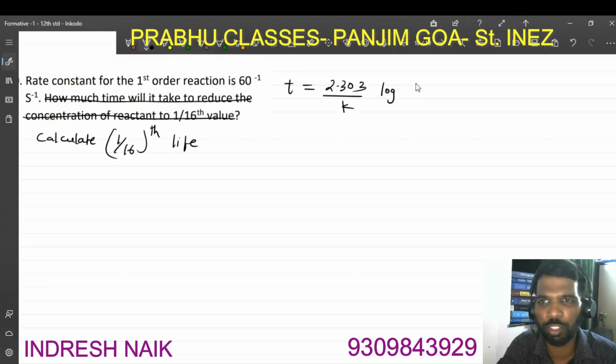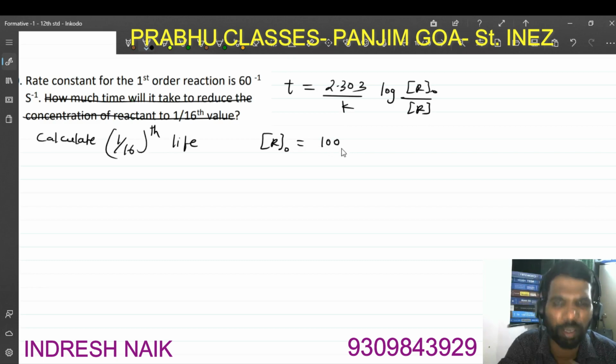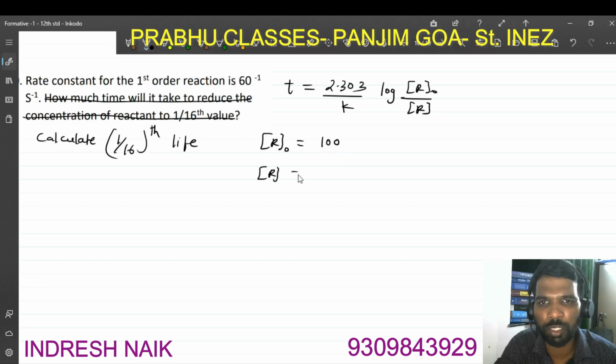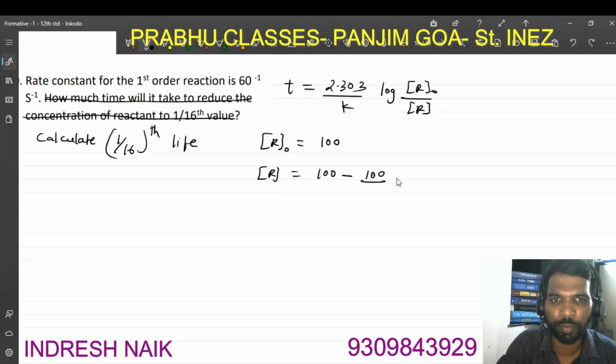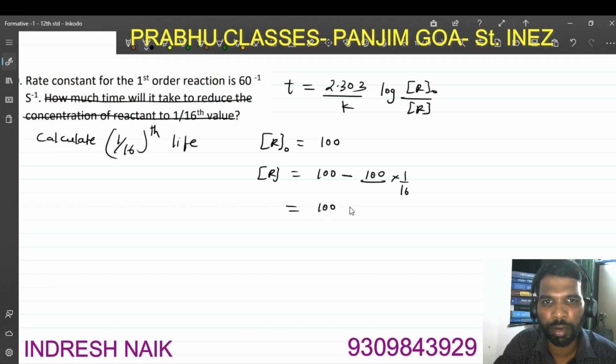If there is any confusion, then it is this way: it is r0 by r. So what is r0? Let's say r0 is maximum, and I'm taking that to be equal to 100. Okay, you can take 1 also, no issue. So it will be 1/16th of that. So what will r be? r will be equal to 100 minus 100 into 1/16. So this is 100 minus 100 upon 16.